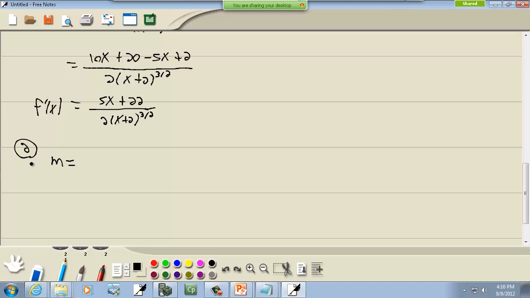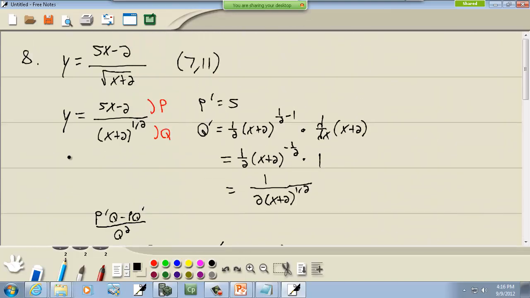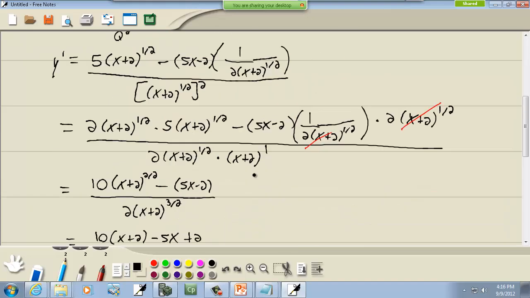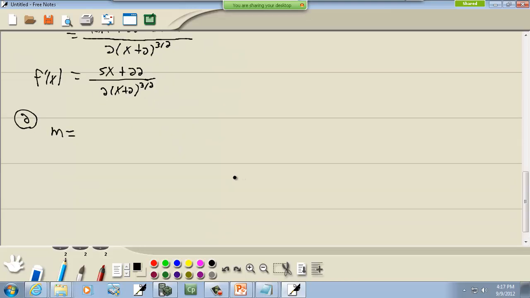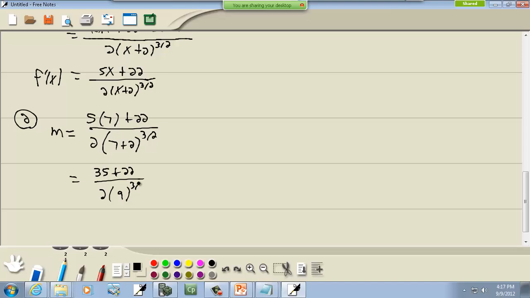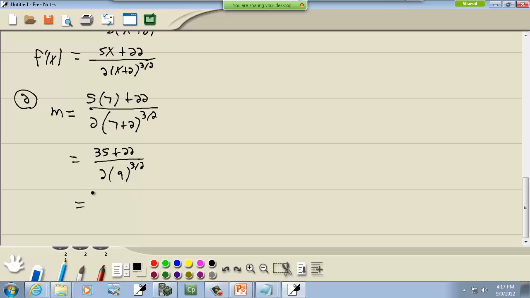Well, step 2, we want to find our m. So we're going to plug in the x part of our point, whatever it was. Looks like our x part of our point was 7. So let's plug 7 in. So we got 5 times 7 plus 22 over 2 times (7 plus 2) to the 3/2 power. So that gives us 35 plus 22 over 2 times 9 to the 3/2 power. Well, up on top, that gives us 57, I believe.